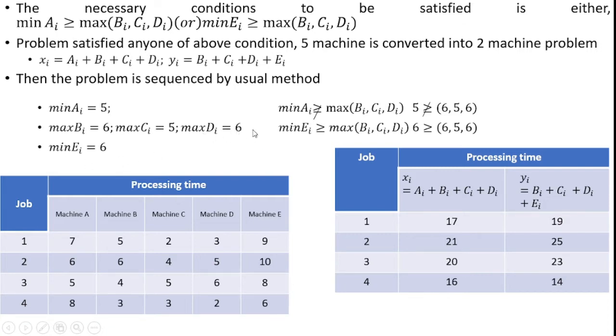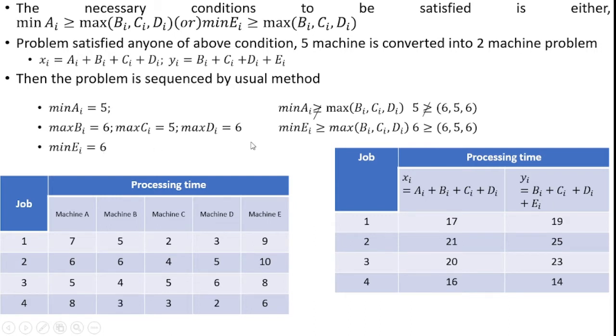And then finally the second condition: the minimum of Ei should be greater than or equal to the maximum of B, C and D. For that, I have to identify the minimum E value. Here you see 9, 10, 8, 6 are available. From this, the minimum Ei value is 6.